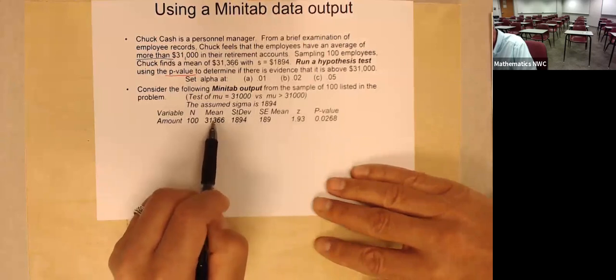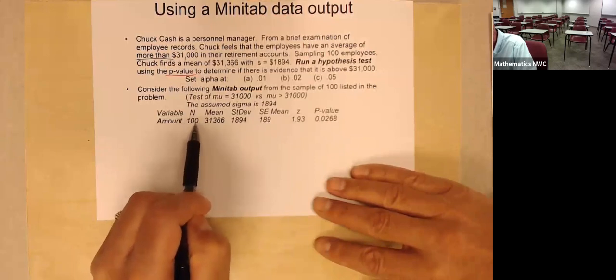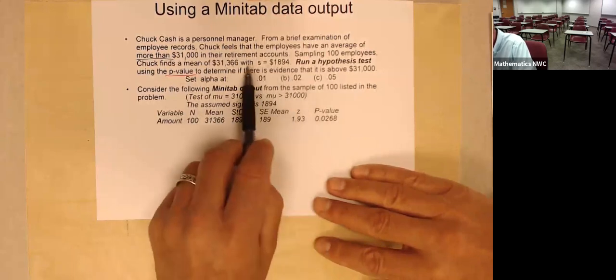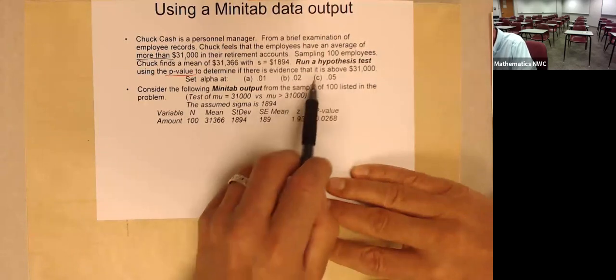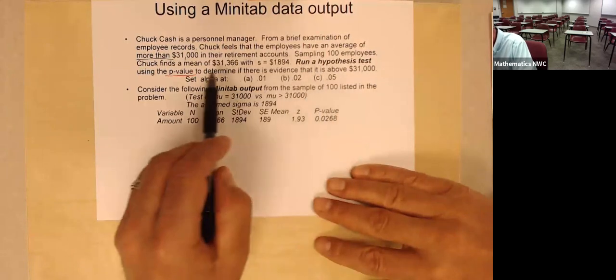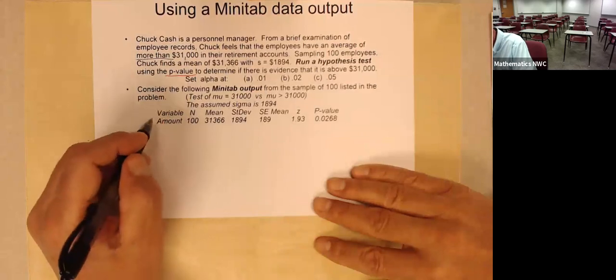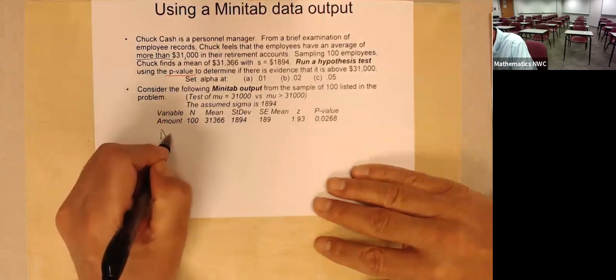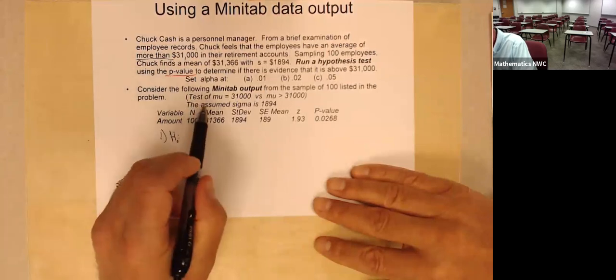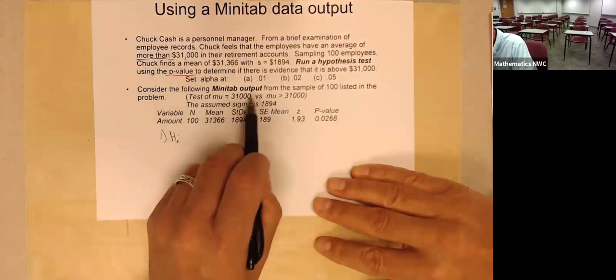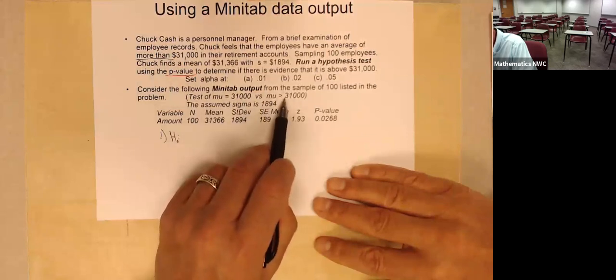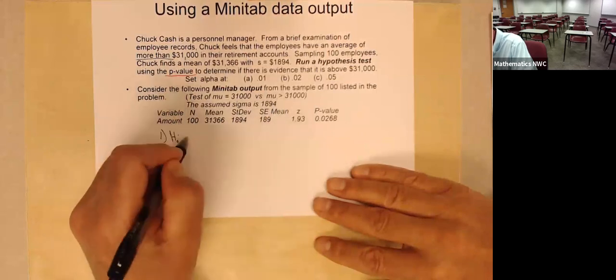The mean of the sample, here's my sample number, 100 in the sample. Notice that that 31,366 is the sample mean. Let's run the test using a p-value test. So this is a p-value test all the way. Here's something else that's nice about the computer printout. They're telling you what the null, equal, and the alternative, greater than or equal to.